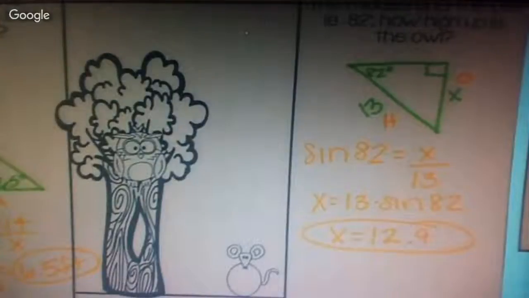Okay. Does this answer make sense? Yes. My hypotenuse should be the biggest. Well, 13 is still the biggest, by like 0.1, but it's still bigger. Questions? Problems? No. You ready to practice? Yep. Let's do it.